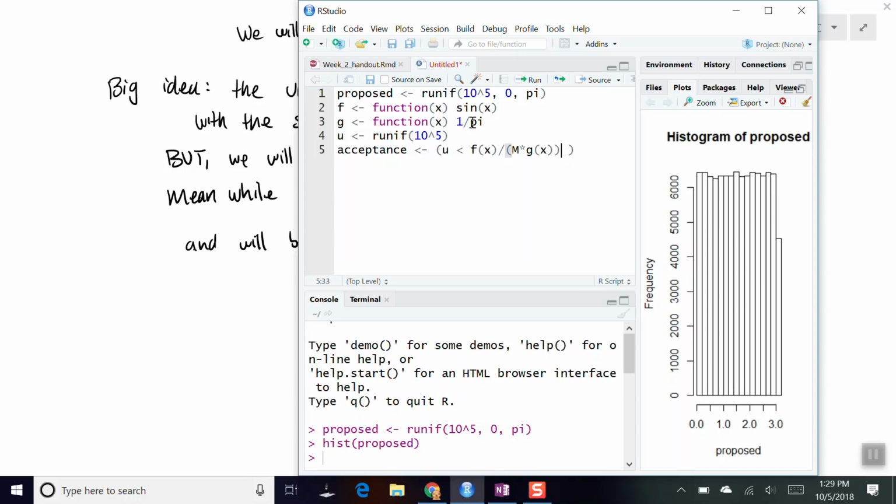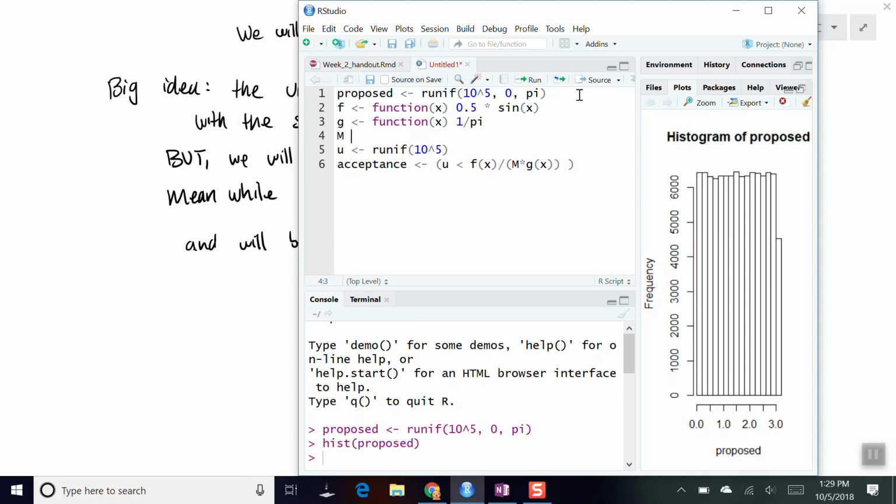Okay, is that okay? So I'm going to propose a bunch of values. I have my target function f. My target function is 0.5 of this, 0.5, right? Okay, that's my target function.